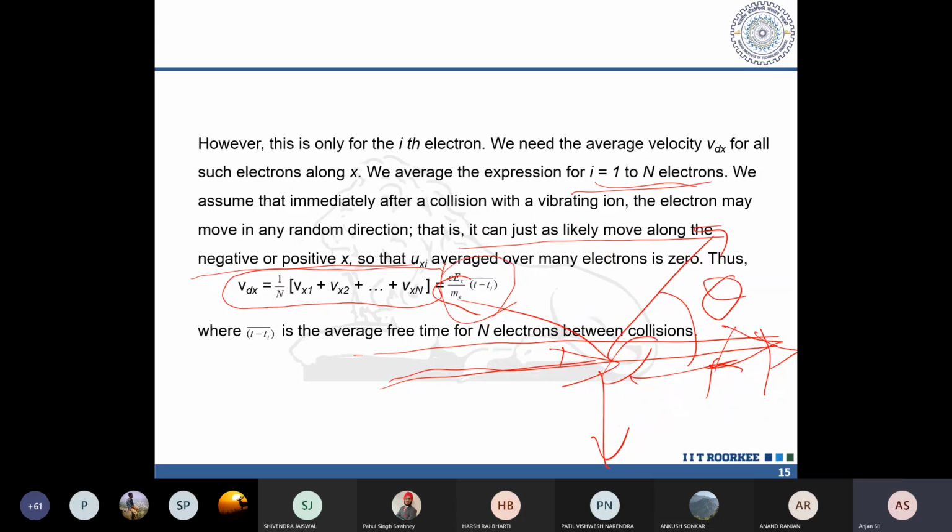And when you take all n electrons, you have to take the average. This average is represented by t minus ti bar. Okay, so this bar is important. You have taken the average free time of n collisions. So that is actually important. It is not a single value, it is always the bar.